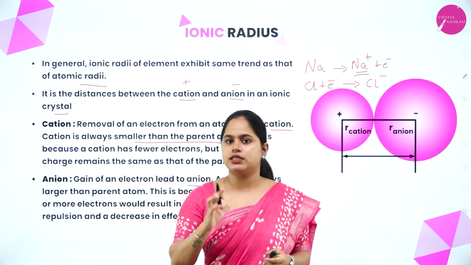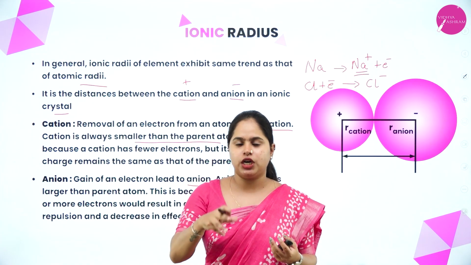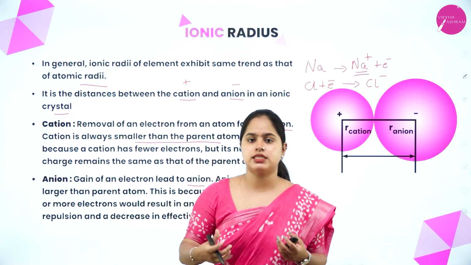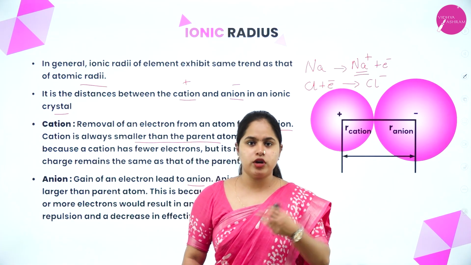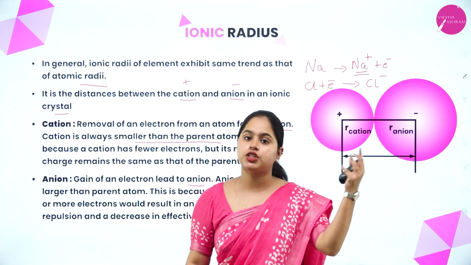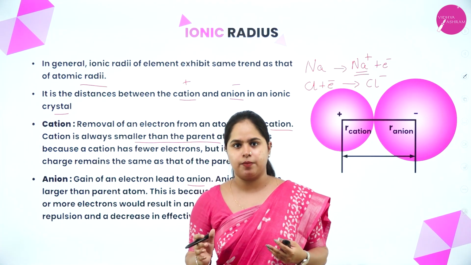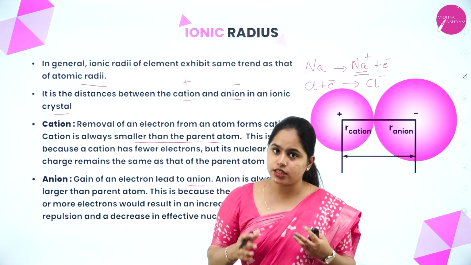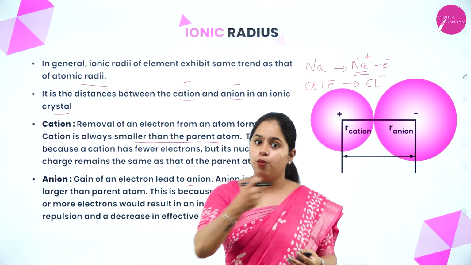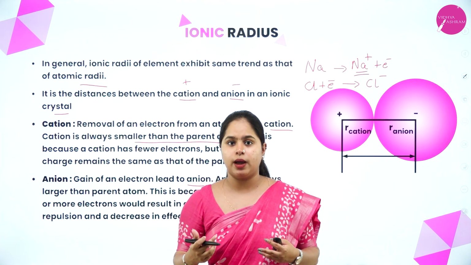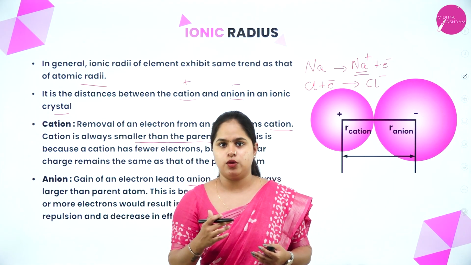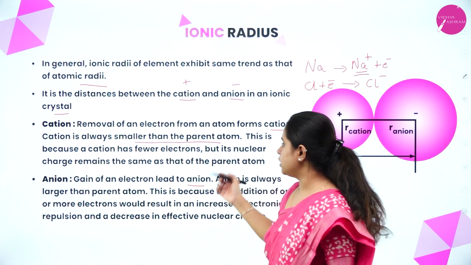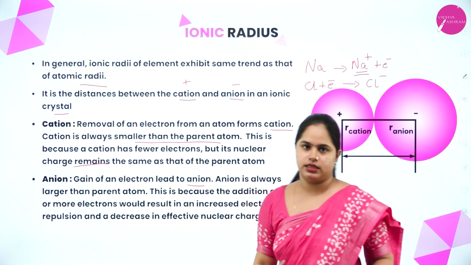So one electron is less there, but the nuclear charge, the protons present in the nucleus, the attractive force with which they are pulling the electrons will be the same. One electron is being lost, but the nuclear charge remains the same, which means more pull. So what happens? The size will become reduced. Lesser number of electrons means more pull, because the nuclear charge will remain just the same.